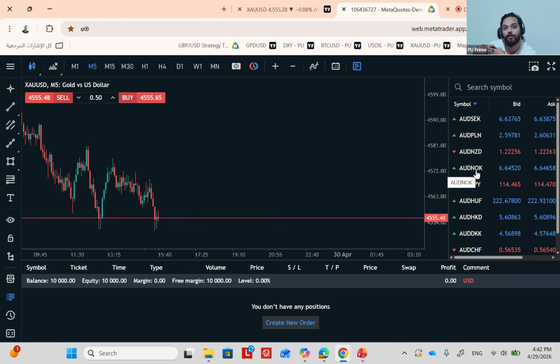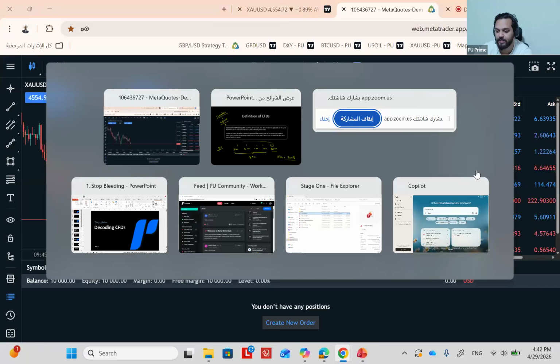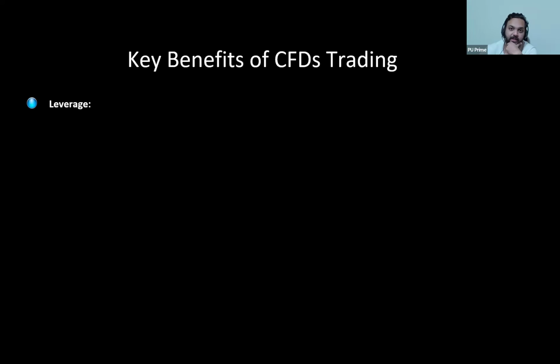If the price goes in our favor, we take the difference. So if the price is 4,200 and it jumps to 4,210, I made $10. Now, where's the asset? I don't have the asset. I just speculate on the price. This is CFDs trading. Now, let's continue. What are the benefits of CFDs trading? And this is the most important part, the leverage.